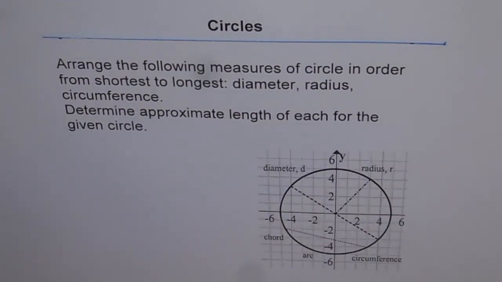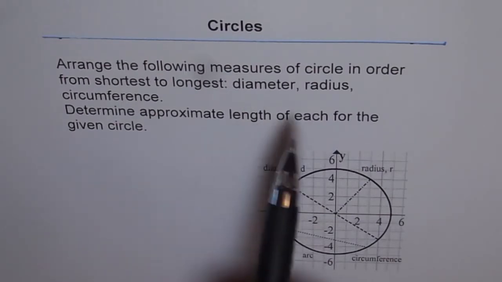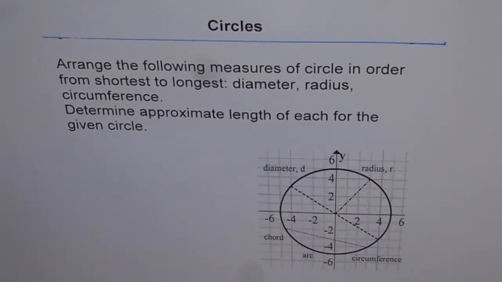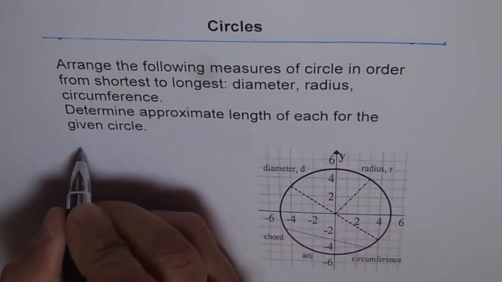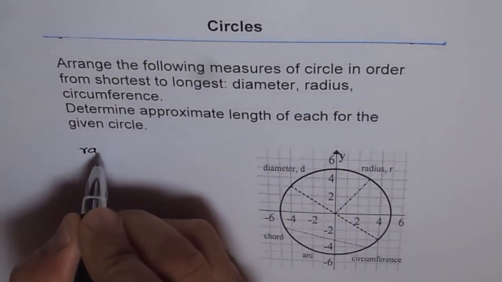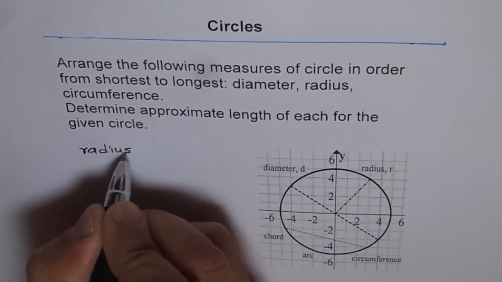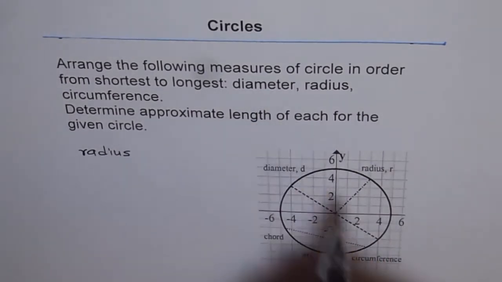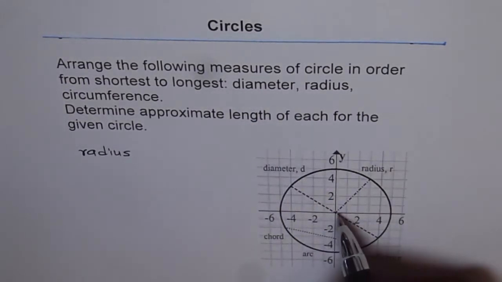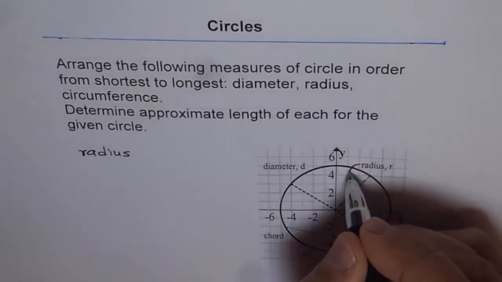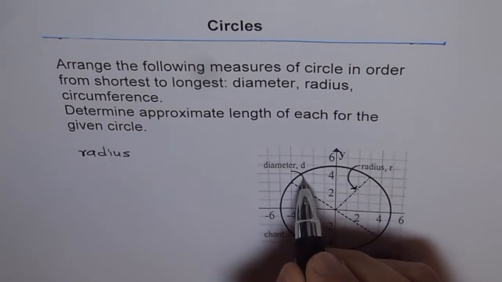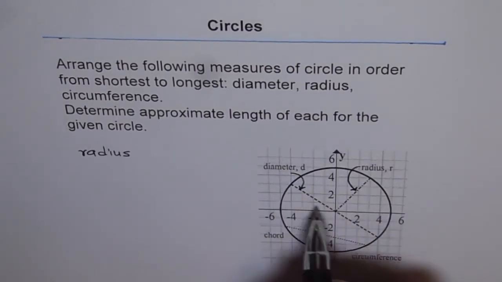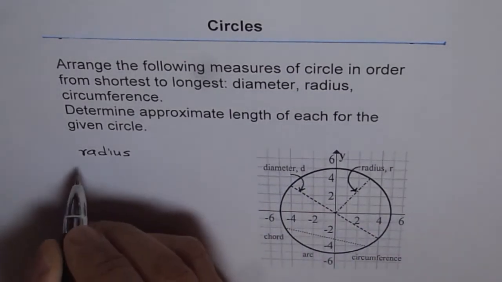Correct? So the shortest of diameter, radius, and circumference should be radius. Radius is half the diameter, right? So it could be written as radius, and then diameter, which is twice the radius. So this is radius, and the radius is this, correct? And diameter is twice the radius. That's the diameter, correct? From here to here. And then we have diameter.